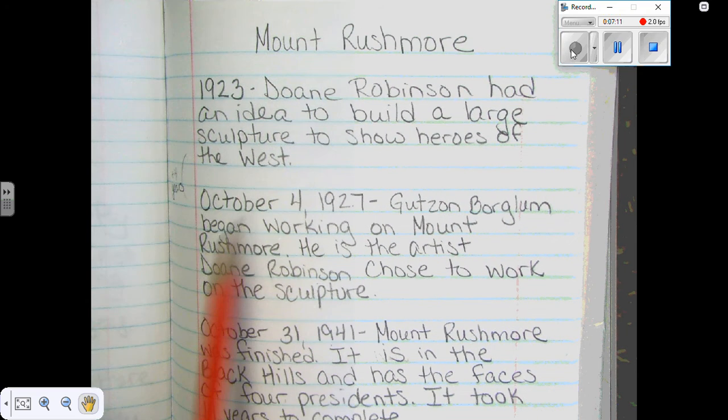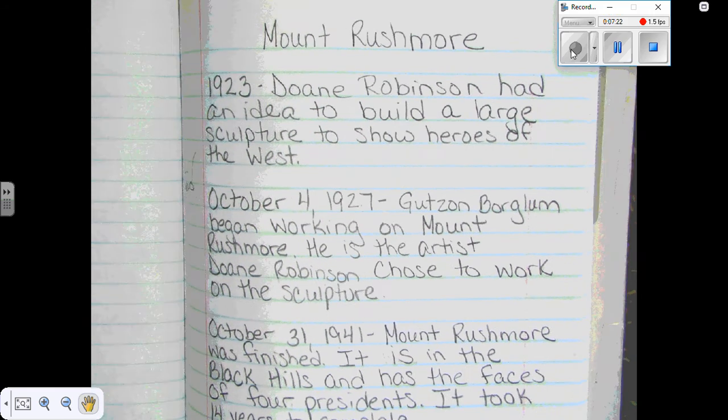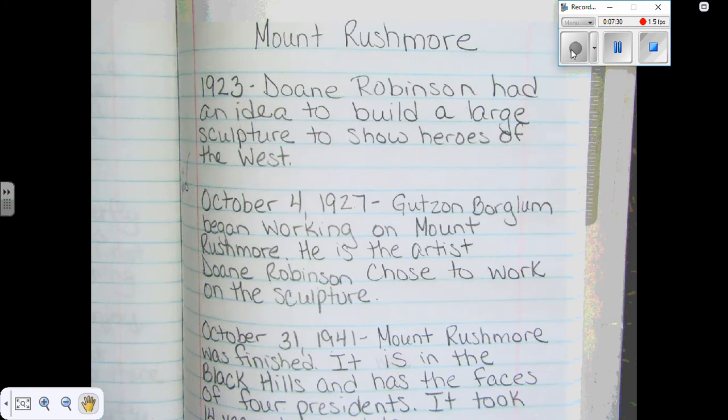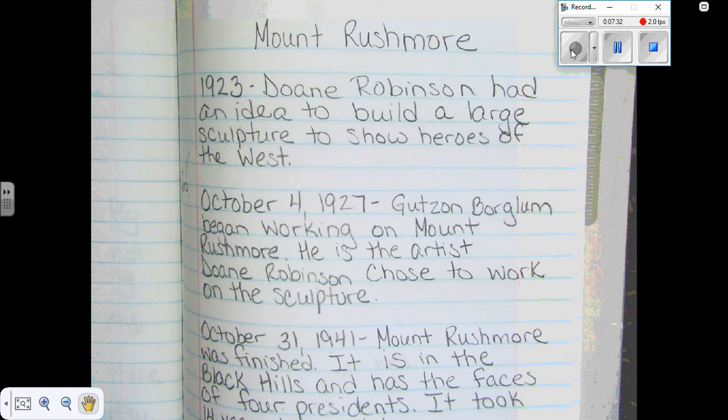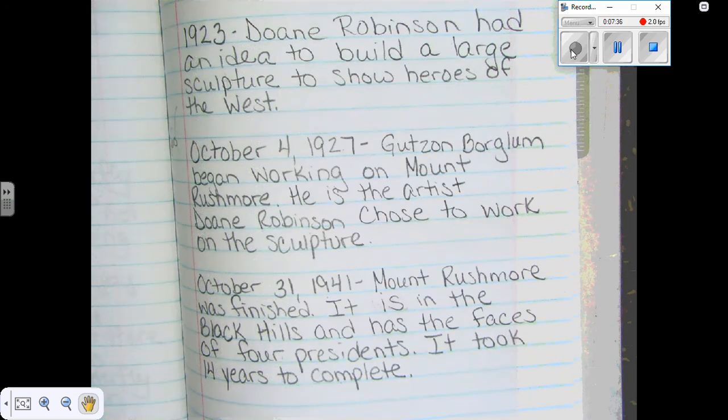Obviously not in this page, but having all of the dates and then organizing them in order. So when you're looking at information and you're noticing that things are in a timeline or they're going in order, sequence is a great structure to use because it helps your reader follow along and know how long certain things took, just like we learned that Mount Rushmore took 14 years to complete.